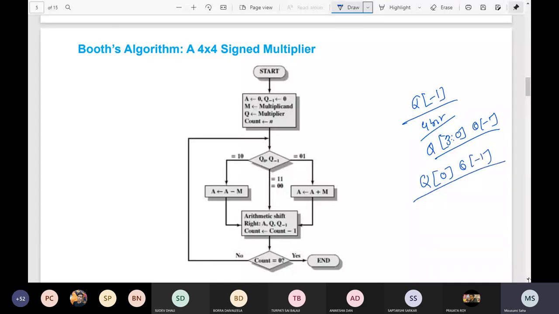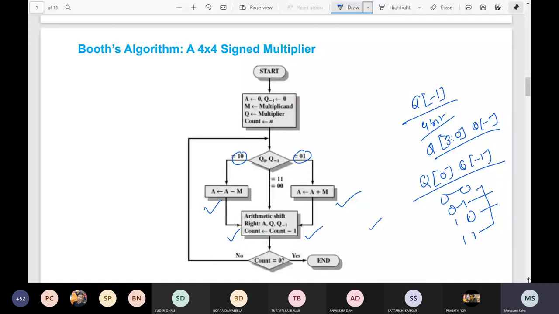Based on that, this algorithm works. So what combinations are possible? 0 0, 0 1, 1 0, 1 1. For these two cases, only you will do the shift operation, but for the other two you will do the addition and the subtraction. If it is 1 0, you will do the subtraction, then arithmetic shift right, and if it is 0 1, at that moment you will do the addition operation, and at the same time you will do the arithmetic shift operation.